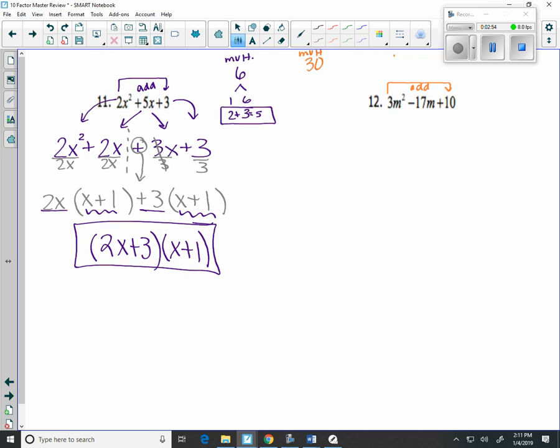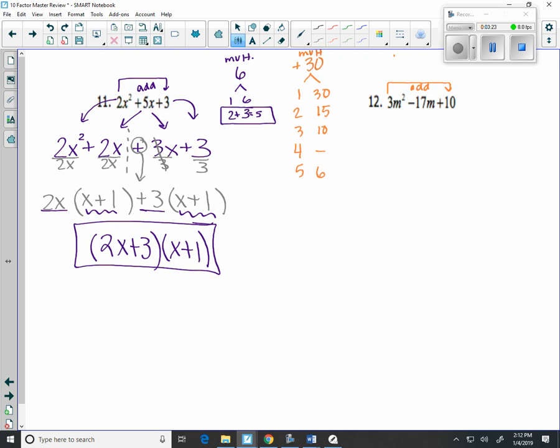So since I have that negative going on, I know I'm going to need some negatives somewhere. To multiply to a positive 30, I'm going to need 2 negatives. So I'm going to keep that in mind as I'm making my factor tree. So 30 is 1 times 30, 2 times 15, 3 times 10, 4 does not go into 30 evenly, 5 goes in 6 times, and that's my factor tree.